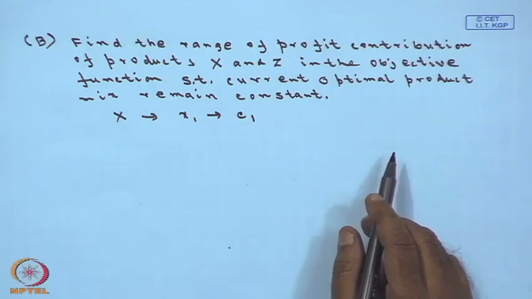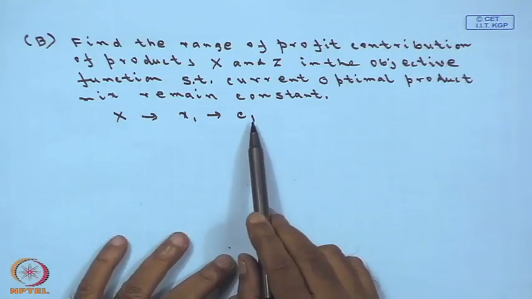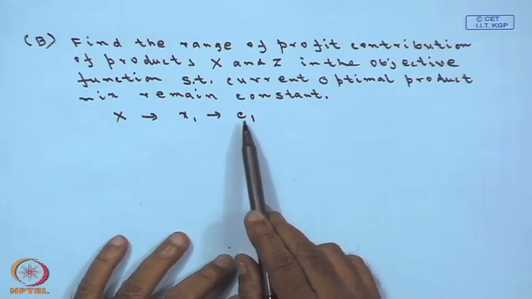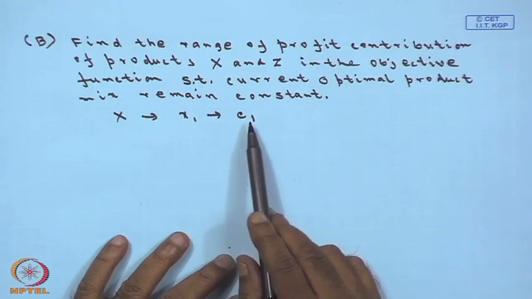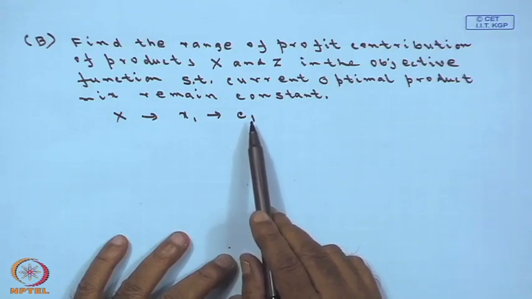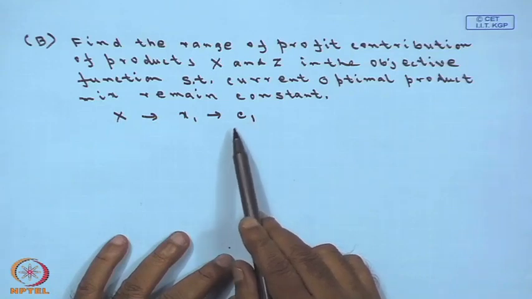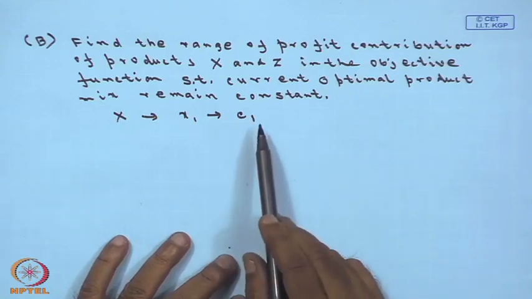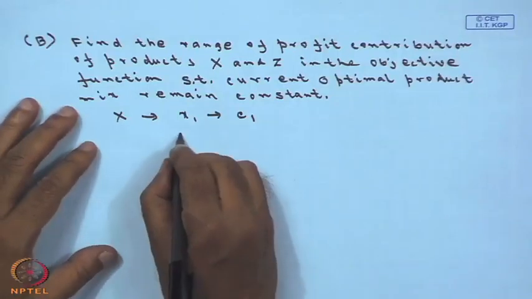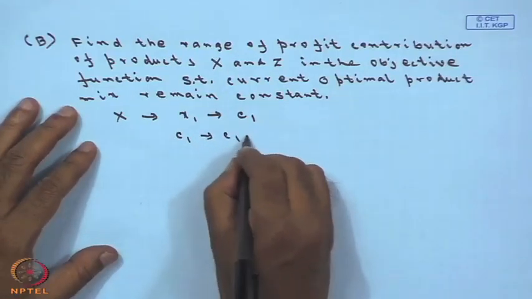So, whatever you do, you will give increment to C 1 or decrement to C 1, your optimal policy will be affected. So, we have to find out basically the lower bound and upper bound of C 1 for which there is no change. Suppose your C 1 is changed to C 1 plus delta C 1.